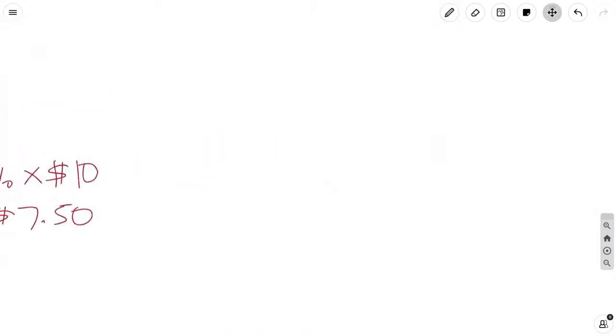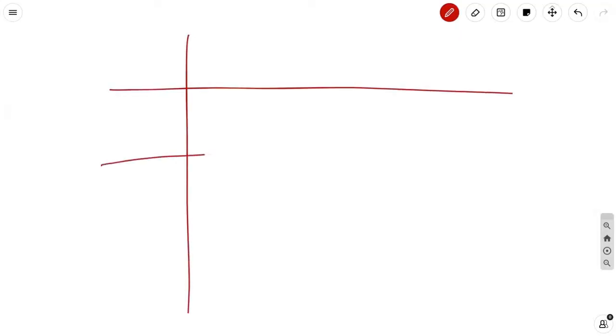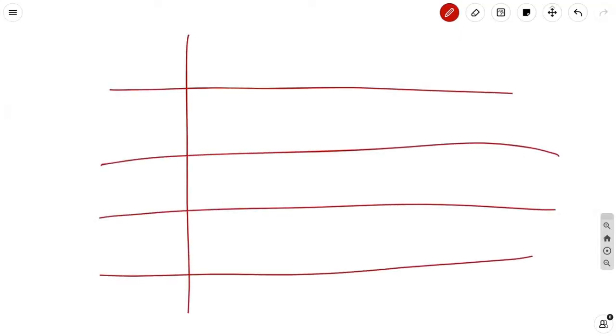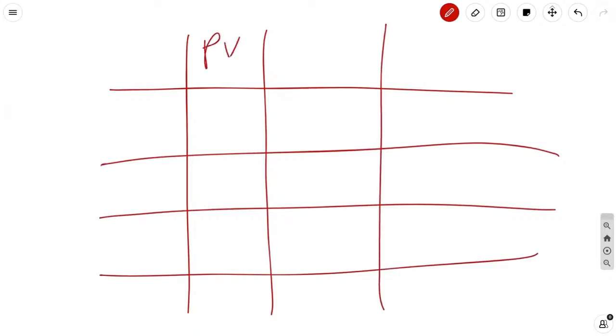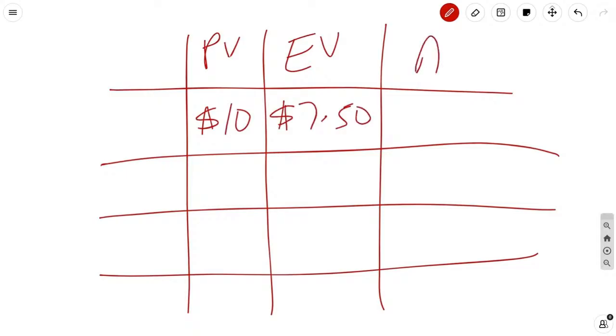Let's go to a blank place on the screen and put all these so that you can really ponder on what this means. Okay. So we have planned value and we have earned value. Planned value, $10. Earned value, $7.50. And then the actual cost, and this is day one. Day one. Actual cost is $12.